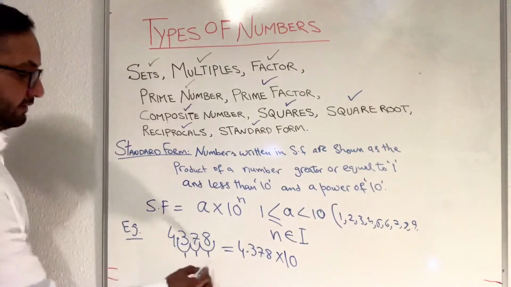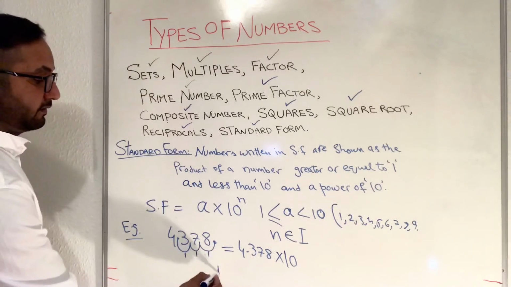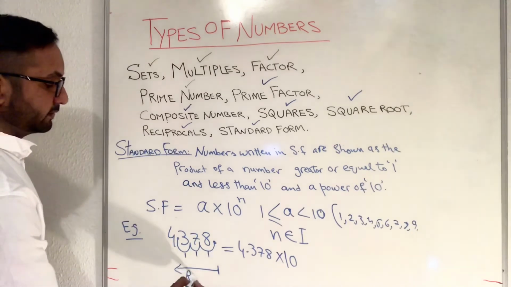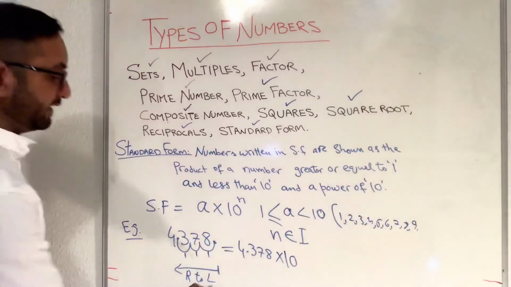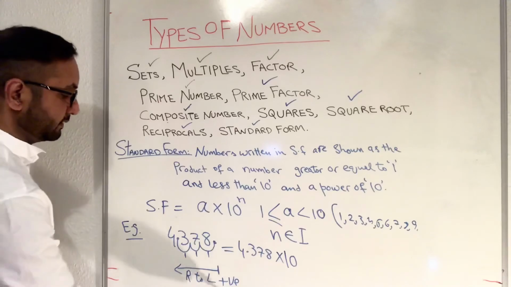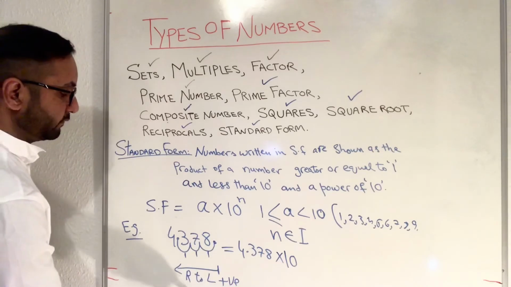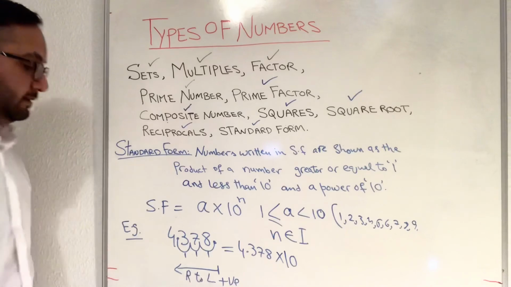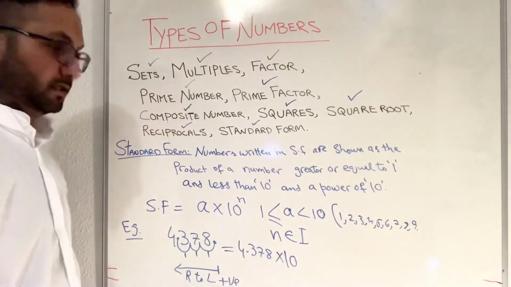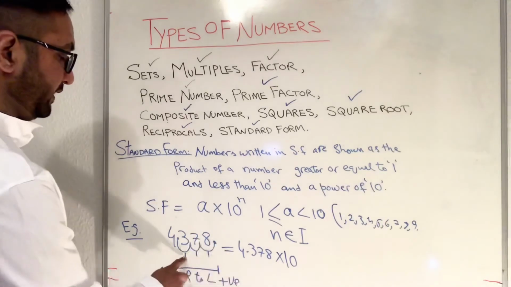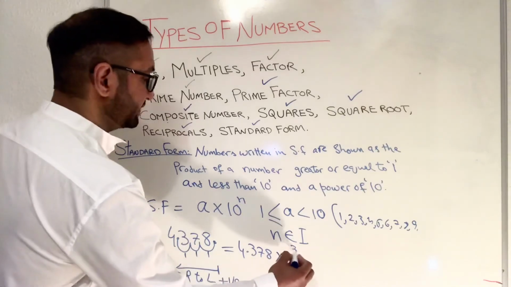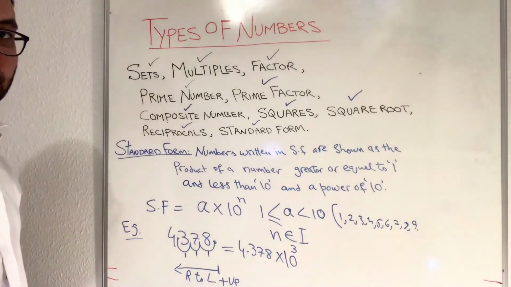If we are moving the decimal from right to left, then we use a positive sign. If we are moving left to right, then we use negative. So now here, how many places are we moving the decimal? 3. 1, 2, 3. So 10 power is 3.